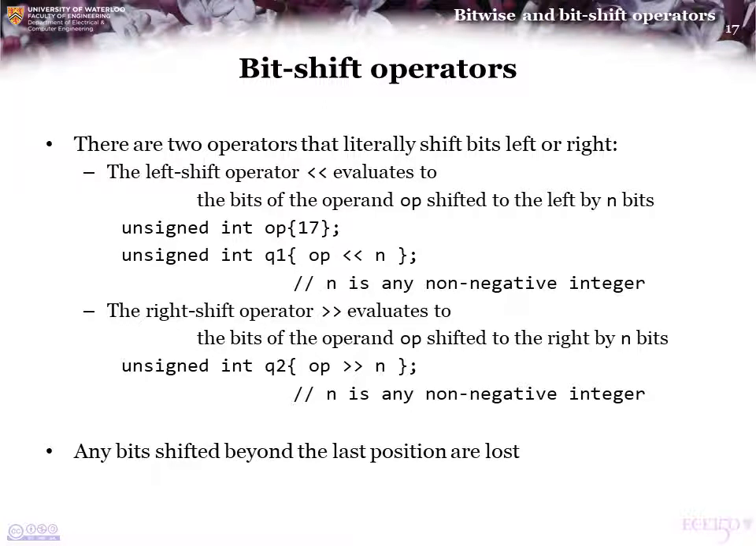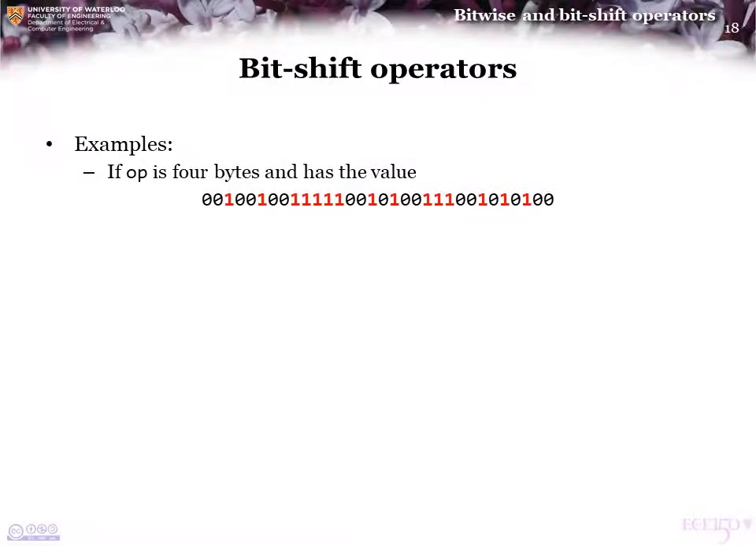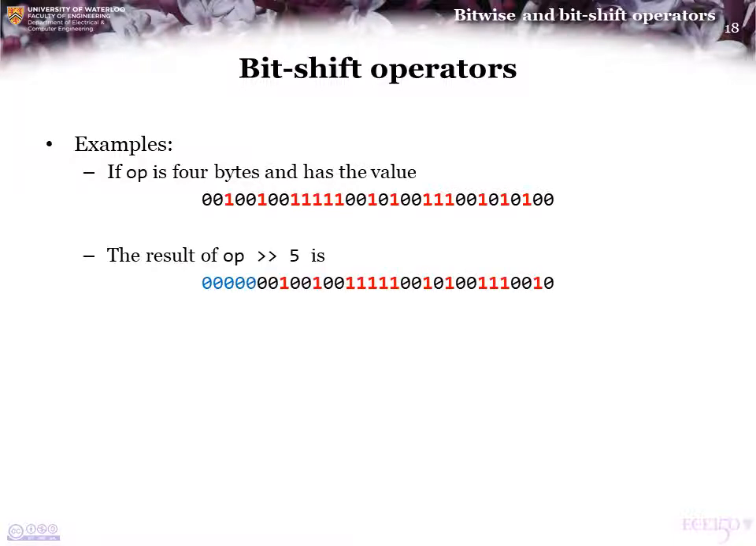Now, any bits shifted beyond the last position within the memory allocated for that local variable are just lost. So, for example, if the operand was 4 bytes in size, say an unsigned int, and has the value we see here, then if we were to right shift this by 5, all the bits would be moved over by 5, and 5 zeros would be introduced at the left hand side. You'll notice that we lost 2 bits that were set to 1 at the right.